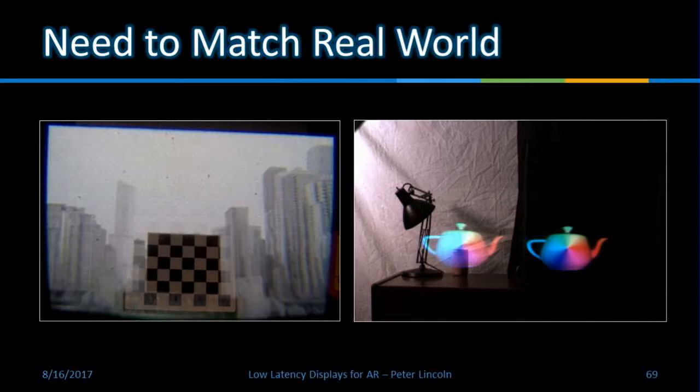So why do we care about color and HDR? Well, we want to match the real world. The image on the left isn't quite going to cut it. It's kind of a dull grayscale. And the image on the right isn't quite right either, because that rightmost teapot is way too bright for its dark background. It would kind of blind the user as they're looking at the display.